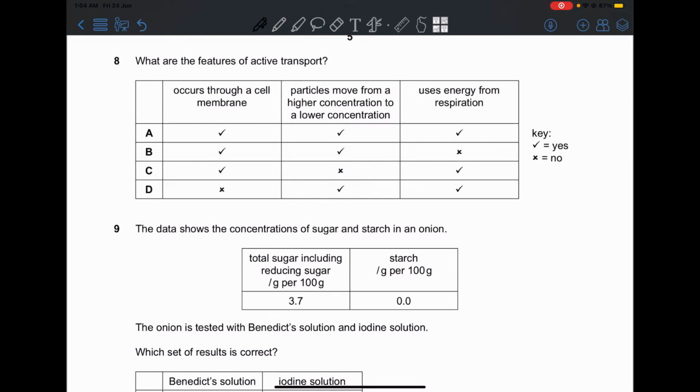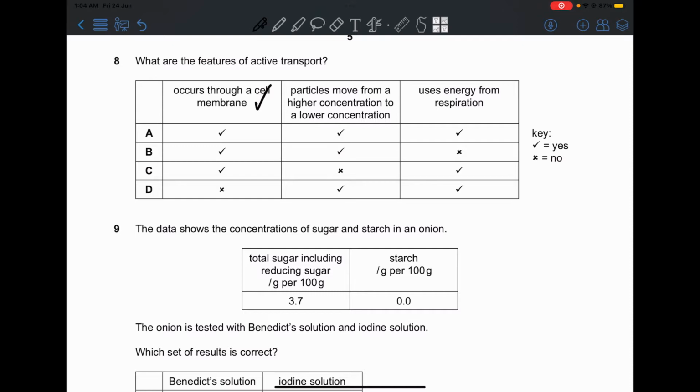Number 8, what are the features of the active transport? Now let's see the table and what each table says. Now over here, A says that it occurs through a partially permeable membrane. This is actually correct. Particles move from a higher concentration to a lower concentration.